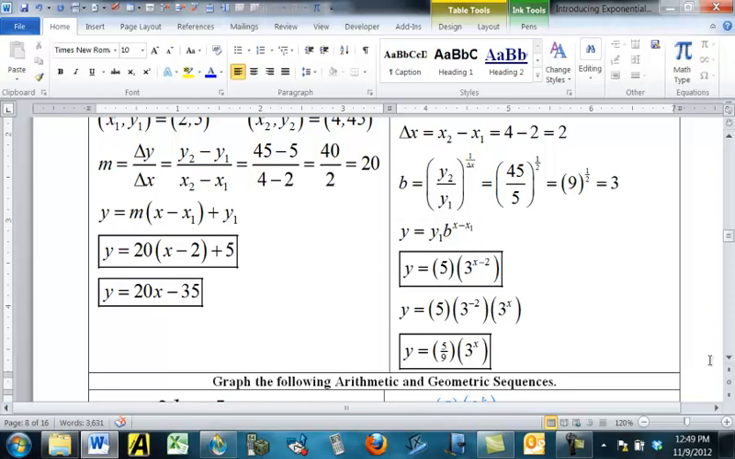And we're multiplying by 3 every time we add 1 to x. Whereas the one on the left, it's going through the point 0, negative 35, so it starts at negative 35, and every time we add 1 to x, we're adding 20 to the y.